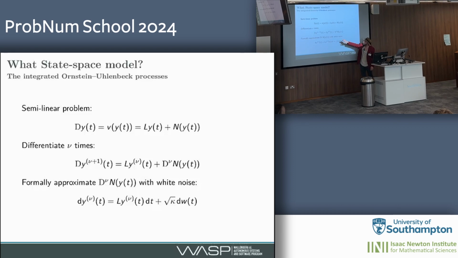If I formally differentiate this, then I get basically the same thing in the linear bit, and then I get a new derivative of N. And then if I formally approximate this non-linear bit with a white noise term, this corresponds to what I call the integrated Ornstein-Uhlenbeck prior. So we keep the linear bit, and then this non-linear bit is just noise.